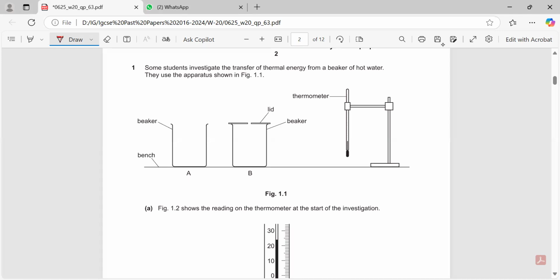Some students investigate the transfer of thermal energy from a beaker of hot water. They use the apparatus shown in the figure. Now you can see there are two beakers. One is beaker A, the other one is beaker B. Beaker A is without a lid, and beaker B is with a lid, and a narrow opening is there so that the thermometer can be placed through this lid into the hot water.